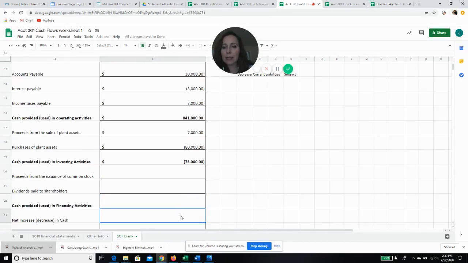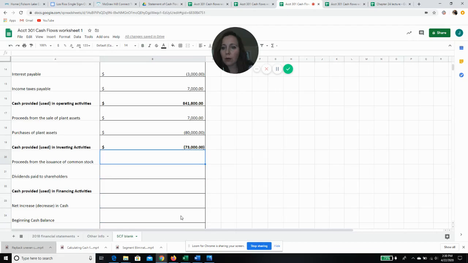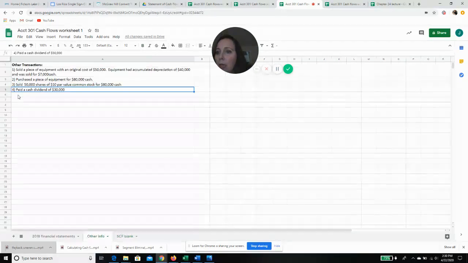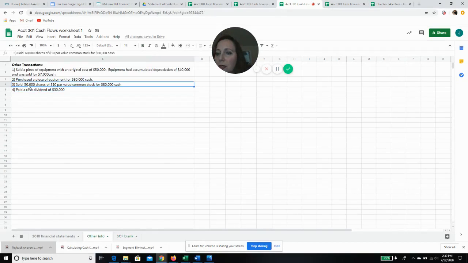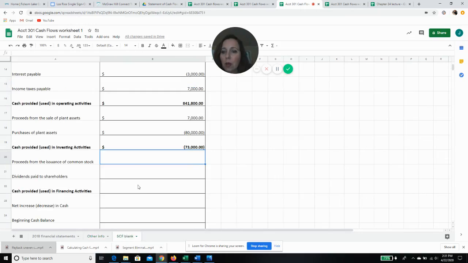All right, let's go down to our proceeds from the issuance of common stock. So let's see what we did. We sold 50,000 shares of $10 par value common stock for $80,000 in cash. So again, the relevant part here is we debited cash $80,000. $80,000 cash came in, so since it's an inflow, we're going to put a positive $80,000.